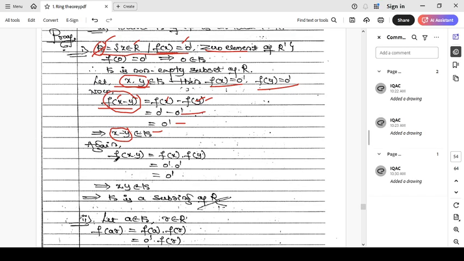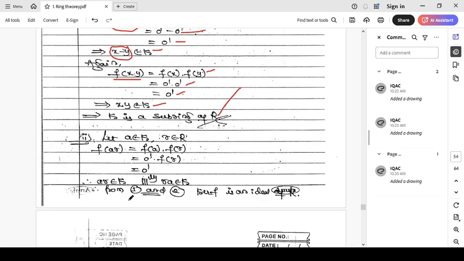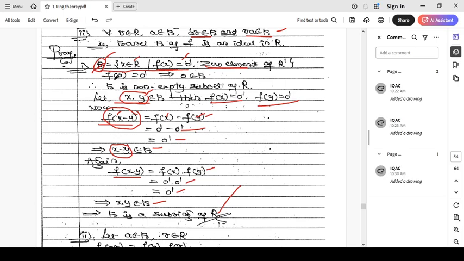Next, again, if I take f of x into f of y, we will get, according to the definition of homomorphism, f of x value is 0 dash and this one is 0 dash, obviously we will get 0 dash. So for every x, y belongs to K, xy also belongs to K, therefore K is a subring, I can say. First condition is over. Second condition, what we need to show is that K is an ideal.